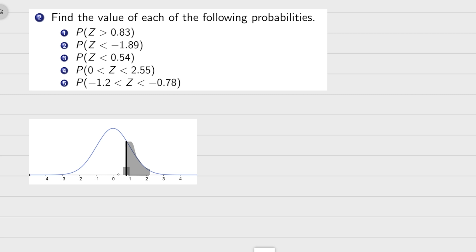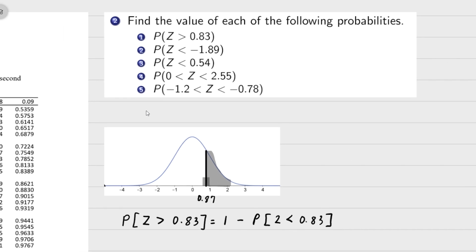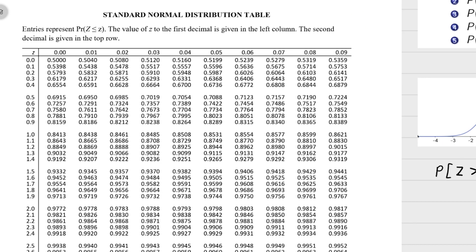Greater than 0.83. And all we have to do is, sabi sa atin, if we want to get the probability that's greater than 0.83, all we have to do is to subtract the probability of z less than or equal to 0.83 from 1. Okay, and we will be consulting our table over here. It's 0.83, ibig sabihin, kailangan kong pumunta sa 0.8 at sa 0.3. So, the intersection will be here.